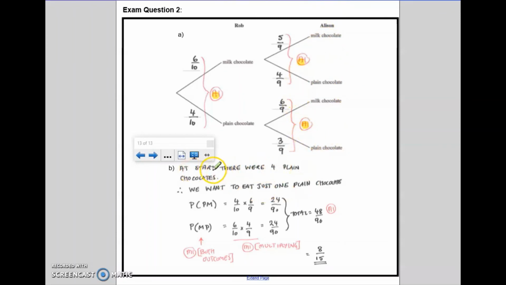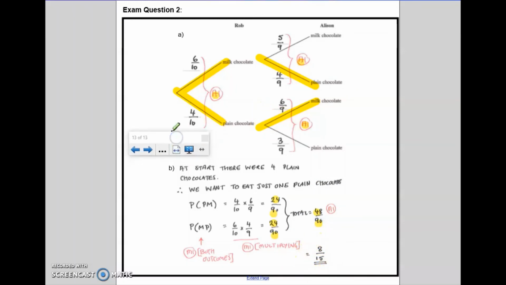At the start, there were 4 plain chocolates, and we want to eat just 1 plain chocolate. So we're looking for the routes when it's exactly 1 plain chocolate. So we've got plain chocolate followed by milk chocolate. That would be 1 route, which is this one here, 24 out of 90. And we've also got milk chocolate and then followed by a plain chocolate. So that would be this route here, giving us another 24 out of 90, which we would then add together for another method mark, 48 out of 90, which we could simplify down.